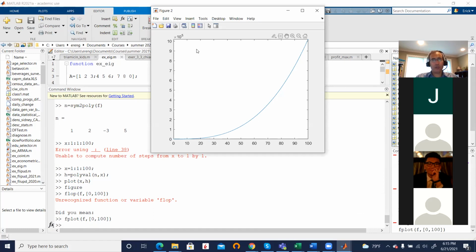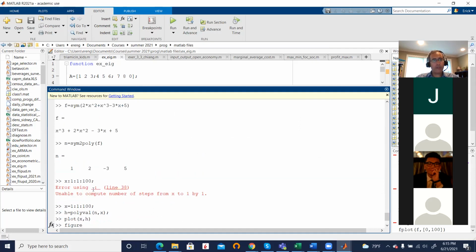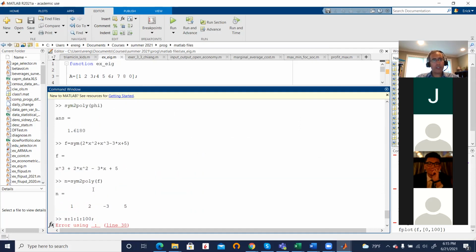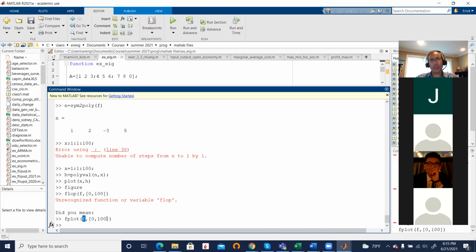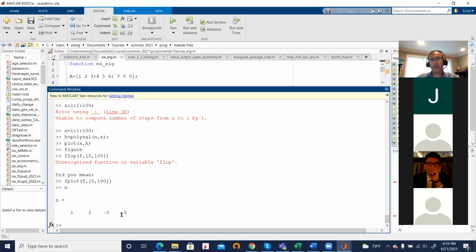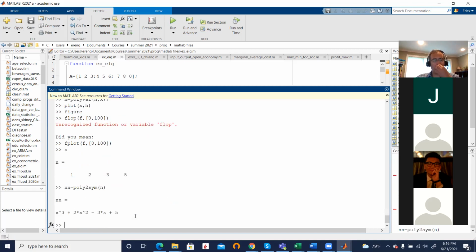So remember also the fplot command. If you want to have a quick look at the function, you simply do fplot and you define f. You know, where we have defined f. I don't know, somewhere is f. Oh, here. This one here. And then fplot is going to graph from 0 to 100. Makes sense? Now, guys, if we want to go in reverse, you know that n is a polynomial in the Matlab polynomial representation. If I want to go back from the Matlab representation to a symbolic representation, what I will do is let's call it nn, and it's going to be poly2sym of n. And then you will get the symbolic representation.